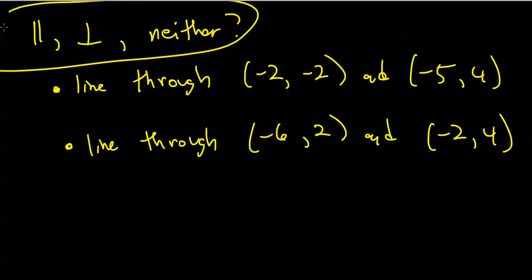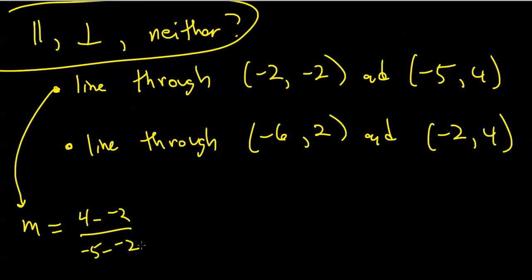Well, if they're parallel, the slopes will be the same. If they're perpendicular, the slopes will be negative reciprocals. So all I really need to do is compute the slopes and compare. Let me look at the top line first. The slope of the top line is going to be y2 minus y1 over x2 minus x1. Be careful of these signs. In the numerator, 4 minus -2 is 6. Downstairs, -5 minus -2 would be a -3. And 6 over -3 is -2. So the top line has a slope of -2.